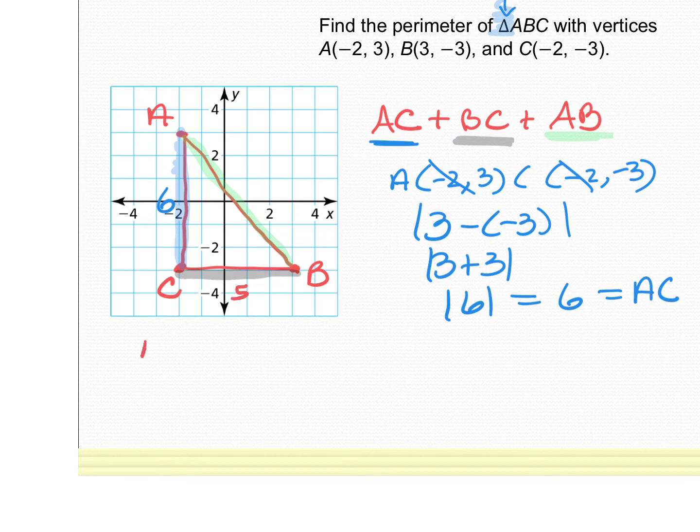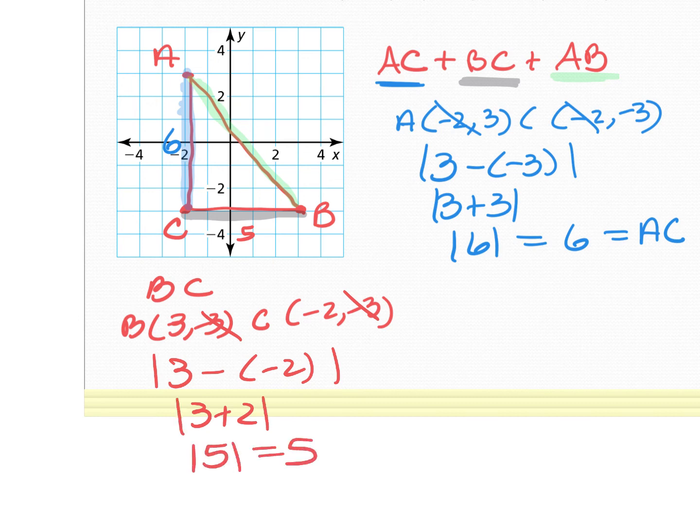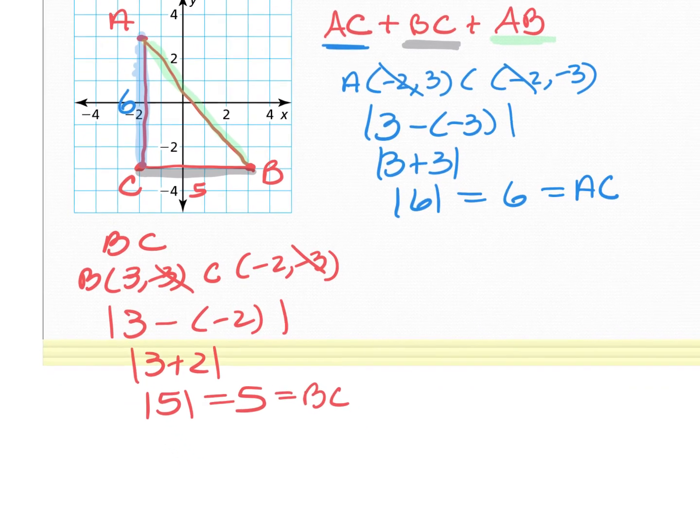And again, if I did the subtraction, ordered pair B is 3, -3, C is -2, -3. Get rid of the part that is the same. So 3 minus -2 becomes, keep, flip, change, 3 plus 2. And I get the same answer that I got when I just counted the little squares. So this is BC. Now, for AB, though, we have to do the distance formula.